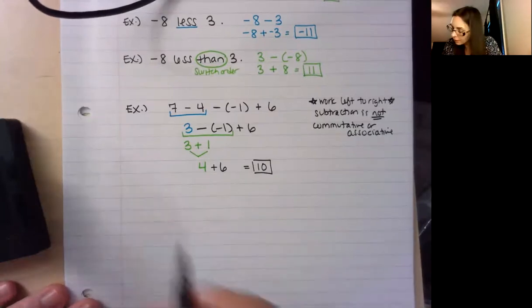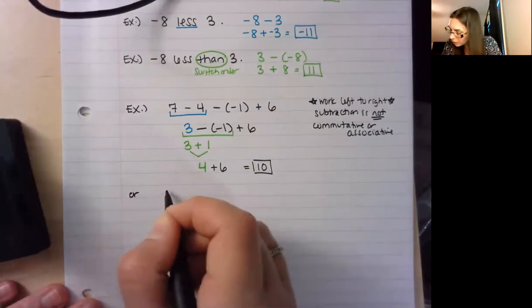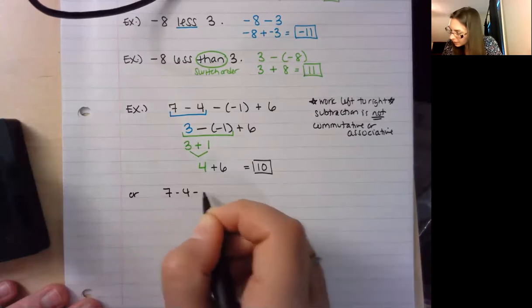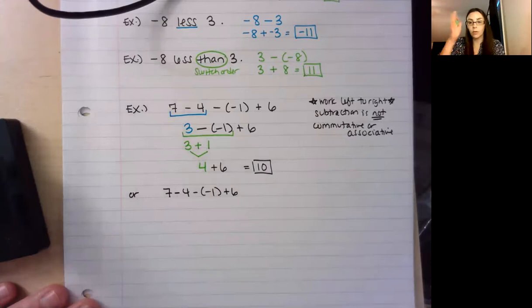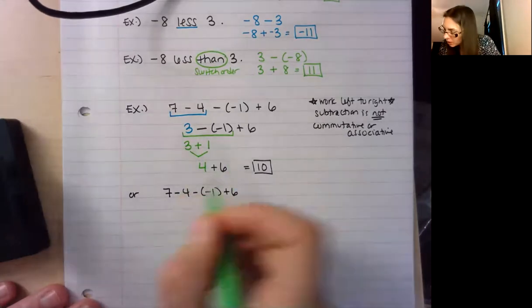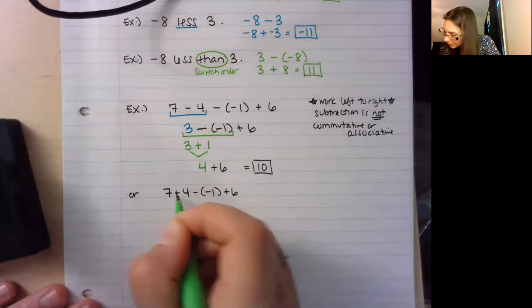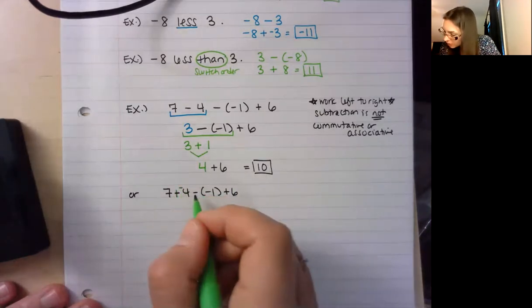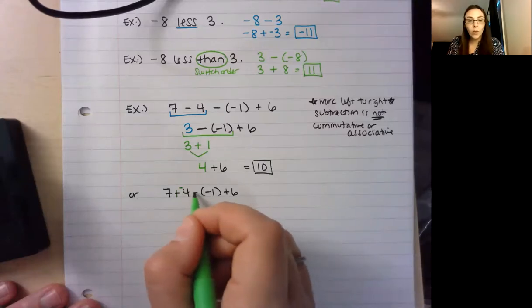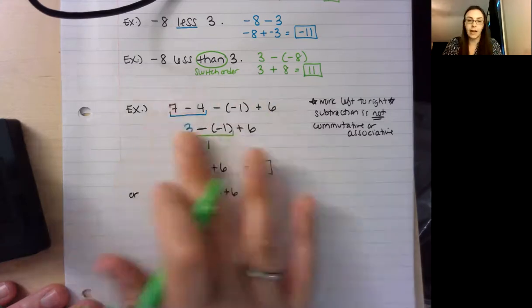Now, if you're comfortable doing your work all together and you don't find it too messy, what a lot of students will do is they'll go through and change everything over right in the problem. So they would change the subtraction to addition and make the +4 a negative. They would change this subtraction to addition and make the -1 positive. So that's another way to do this if you don't want to rewrite everything.